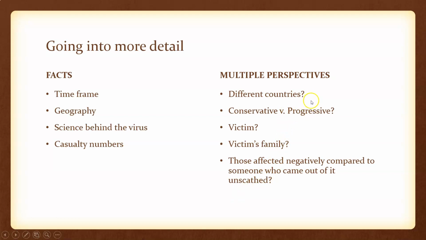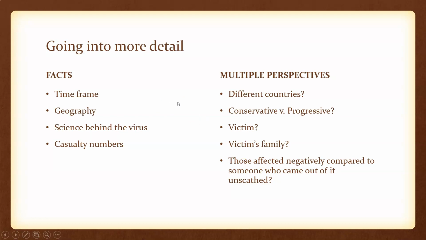Now, if you want to get a little motivated, you could include a perspective from somebody in China, somebody in America, maybe the conservative versus the progressive in terms of the political divide. Maybe you could get an account from a victim or a victim's family, or from somebody who was really negatively affected by this versus some people that came out of this unscathed. Some people it didn't affect their pocketbook. Nobody they knew got sick, versus some people they knew died. So you have a choice.